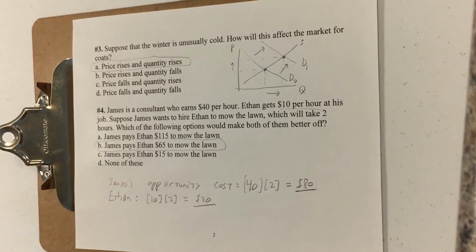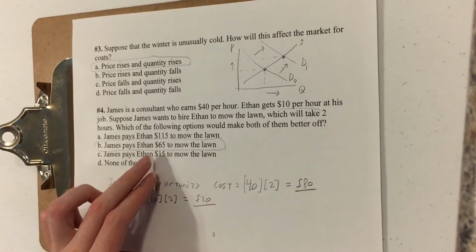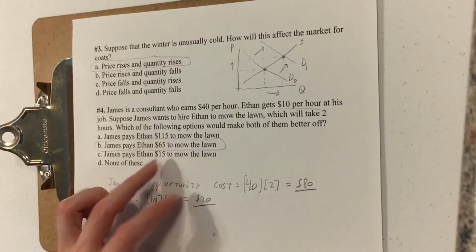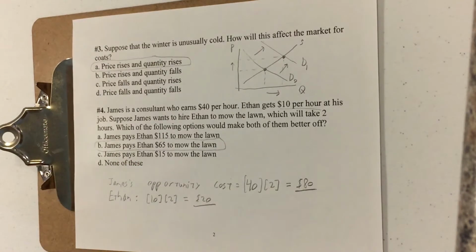So James is spending $65 to take care of the lawn, but then he's getting paid $80 because he's working instead. So James is better off. Ethan would also be better off because Ethan normally only gets $20 for 2 hours of labor. If he's getting instead $65 for 2 hours of work, that's better than his usual rate. So Ethan is also happy.